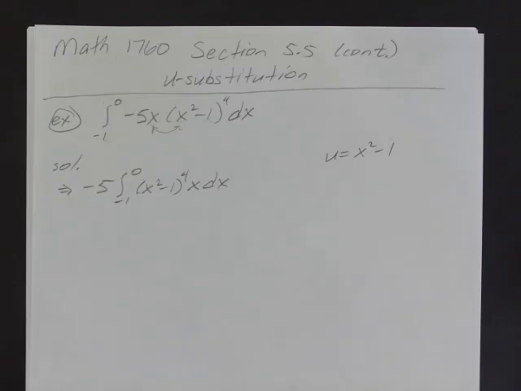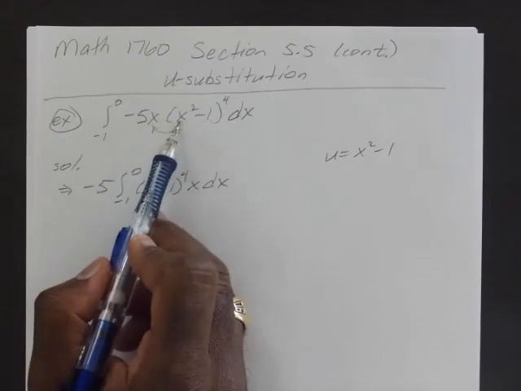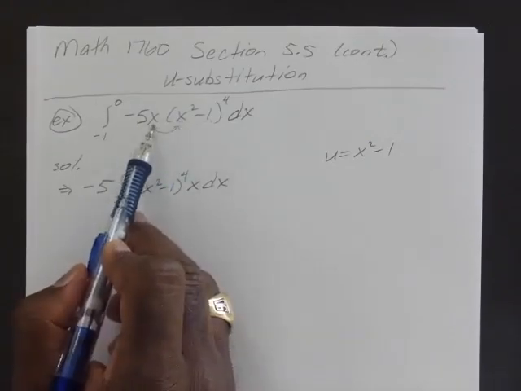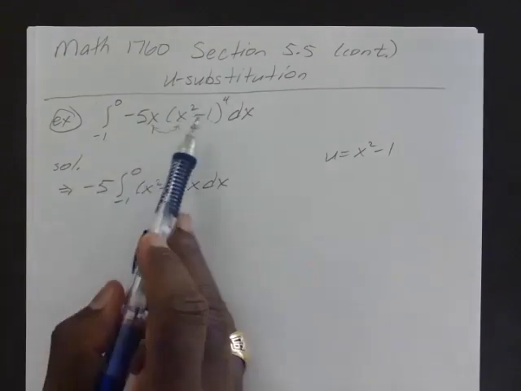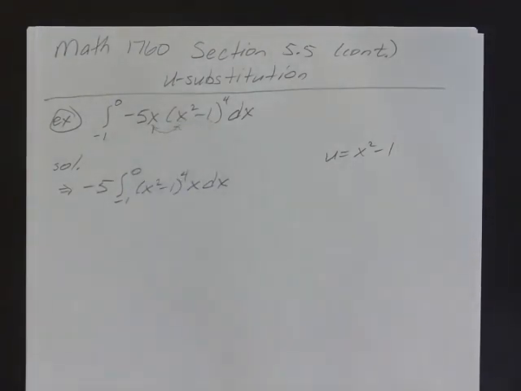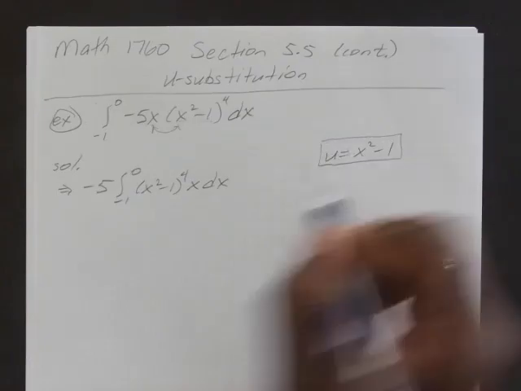So that's a good strategy for picking which one to make u. If you took the derivative of x, you wouldn't get x squared, so you know you wouldn't make that x your u. If you take the derivative of x squared, you'd get 2x, so that's the one you'd want to make your u. Okay, so we know that x squared minus 1, that's our u.